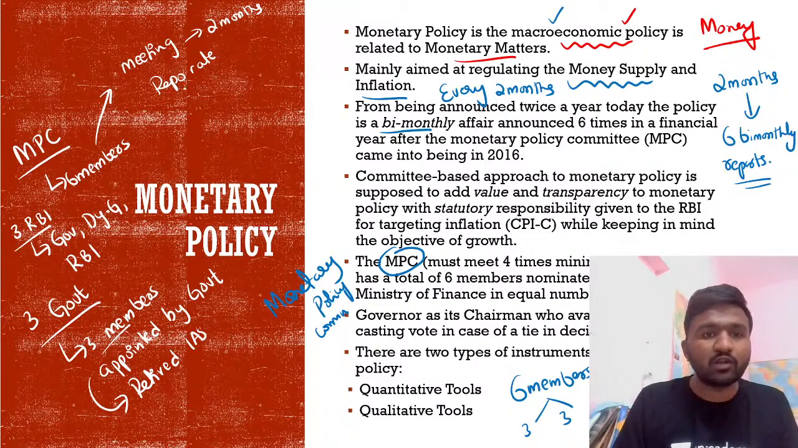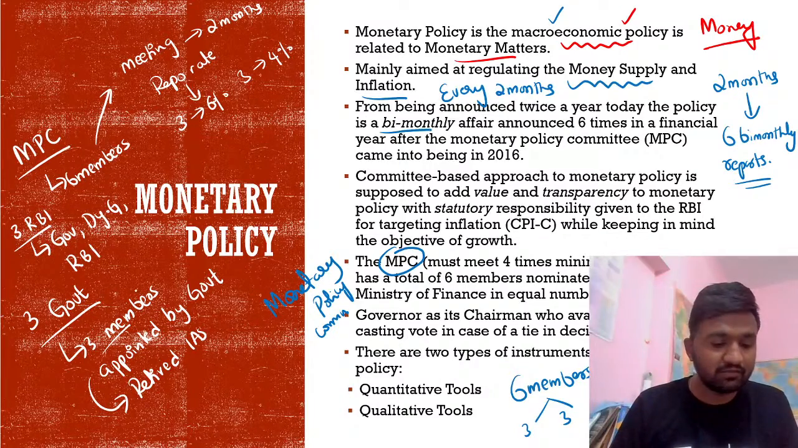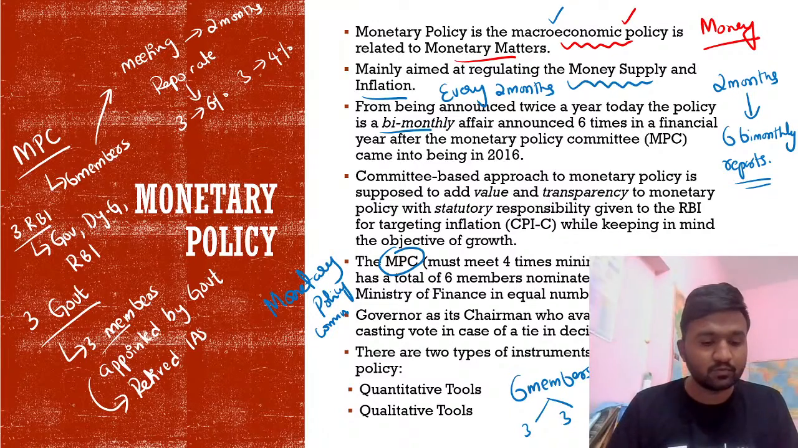What happens if 3 people say one thing? If 3 people say let it be 6%, if 3 people say let it be 4%, which will be taken? Do you know what is the current repo rate? Anyone? Ravi, welcome to the class. Good evening. What is the current repo rate today?